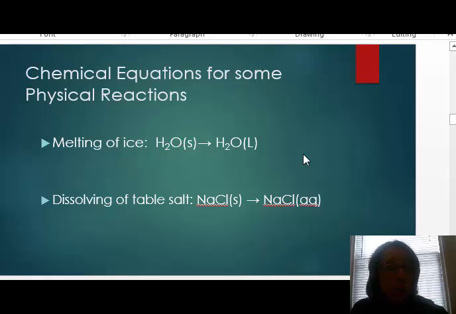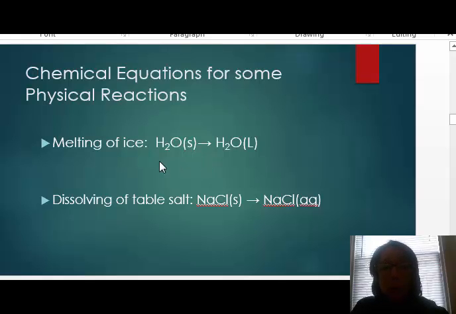It is useful to look at chemical equations to describe phase changes, which again are important physical reactions in chemistry. Chemical equations use chemical formulas, phases, and an arrow to describe a reaction.